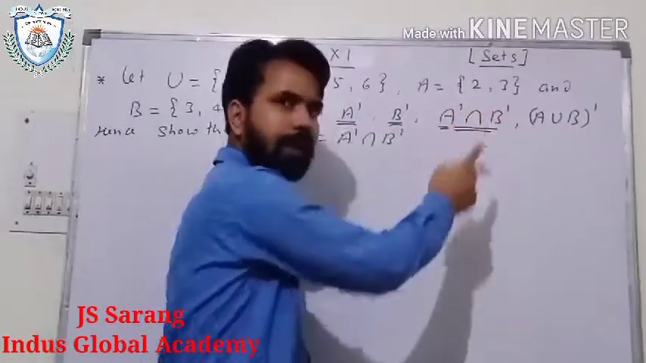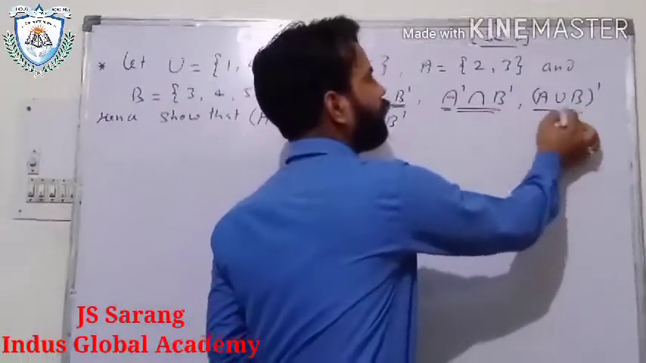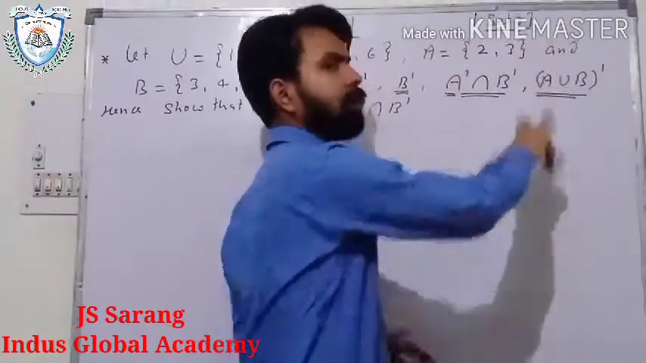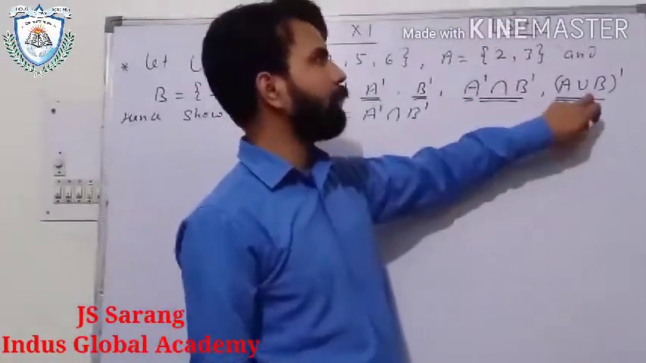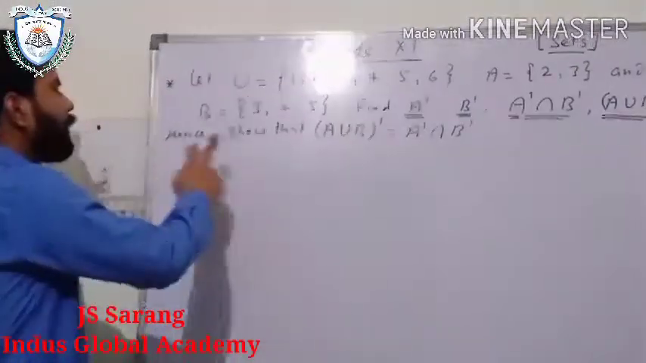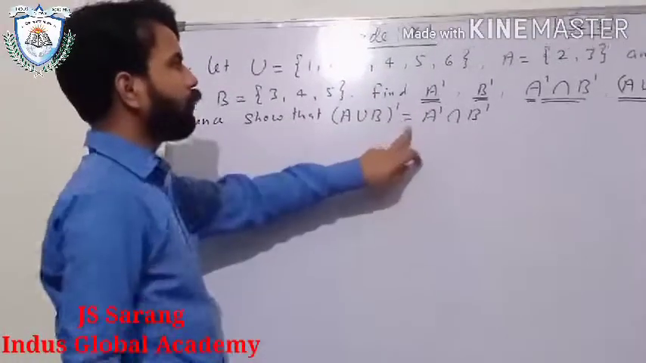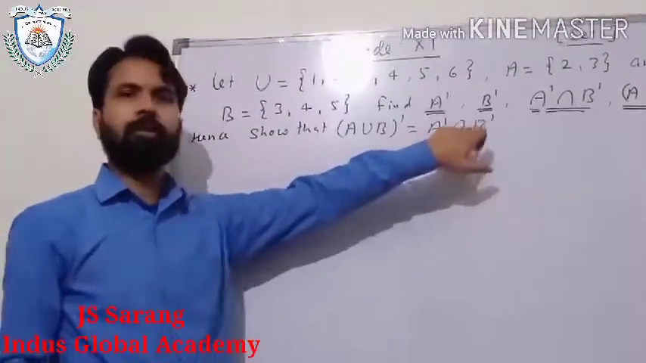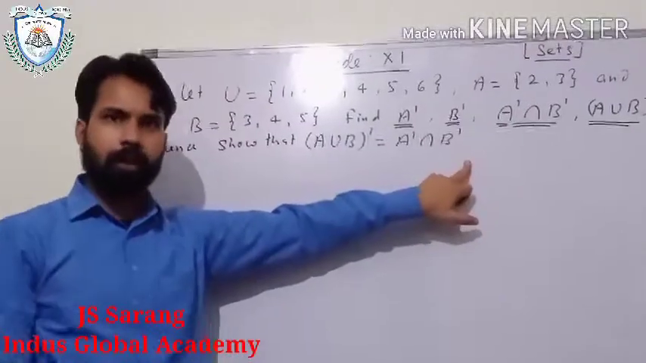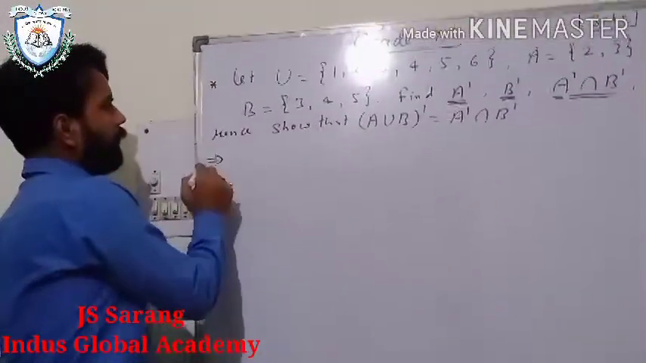This is the sign of intersection, you know it. Next, (A union B) whole complement. First of all, we have to find A union B. After that, we have to find its complement. Then the question is saying, hence show that (A union B) whole complement equals A complement intersection B complement. Understood? Okay, let's try. Whatever is given, we have to write here.